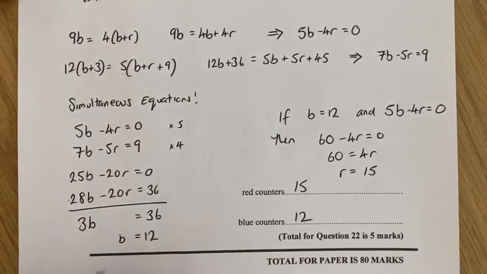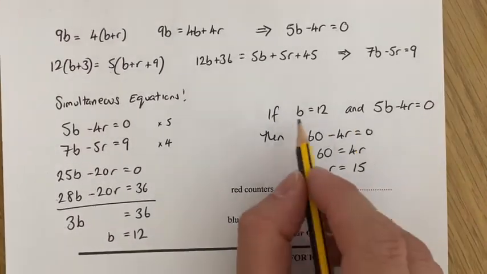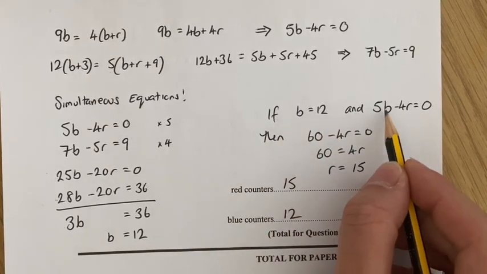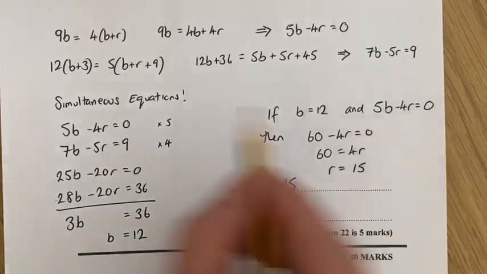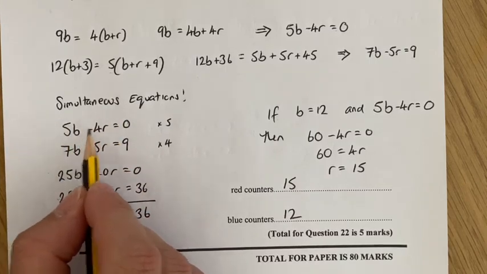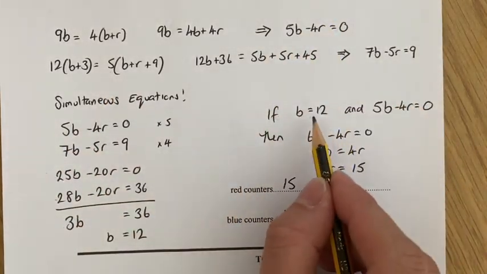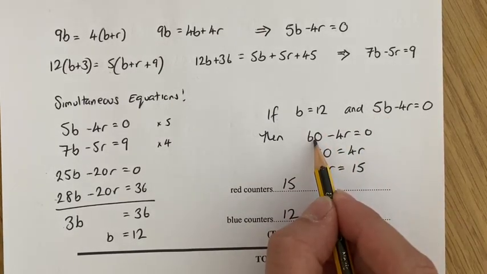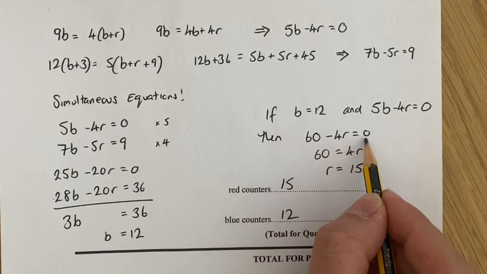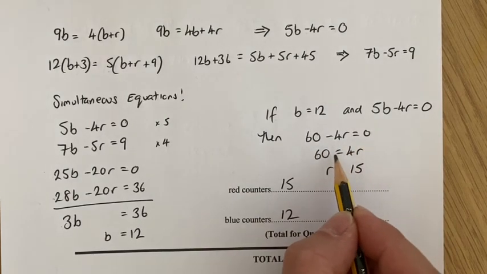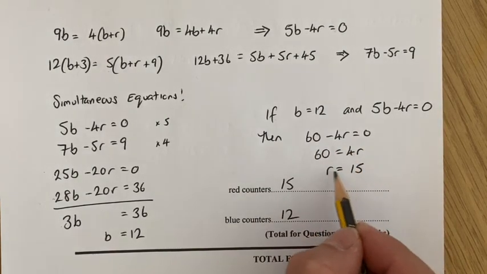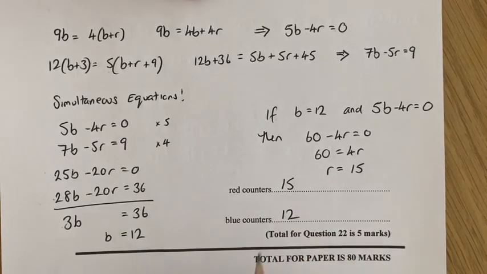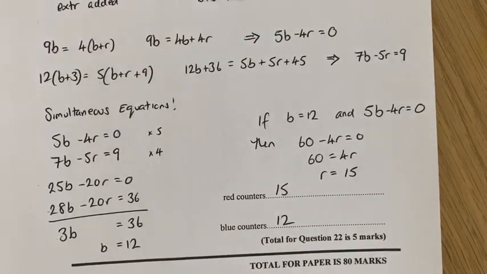Once we've got one of them, it's pretty straightforward to get the other. If B is 12 and we know that 5B minus 4R is 0, one of our original equations, then 5B must be 60. So we've got 60 minus 4R is 0. Add 4R to both sides: 60 is 4R. Divide by 4, R is 15. And there are our two solutions. The number of red counters is 15, and the number of blue counters is 12. Okay, and that's the end of that paper.